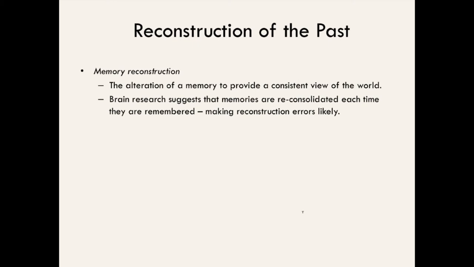One important factor seems to be that when we recall something, we seem to reconstruct it for ourselves. So remembering something is really more like recreating the event again in our minds. So it's a reconstruction of the past. Memory reconstruction involves an alteration of a memory, often to provide a consistent view of the world, and brain research suggests that memories are reconsolidated each time that they are remembered. So every time you remember something, you are reconstructing it, which means that the more often you remember something and tell a story about something that happened to you, the more likely that that memory starts to incorporate reconstruction errors.